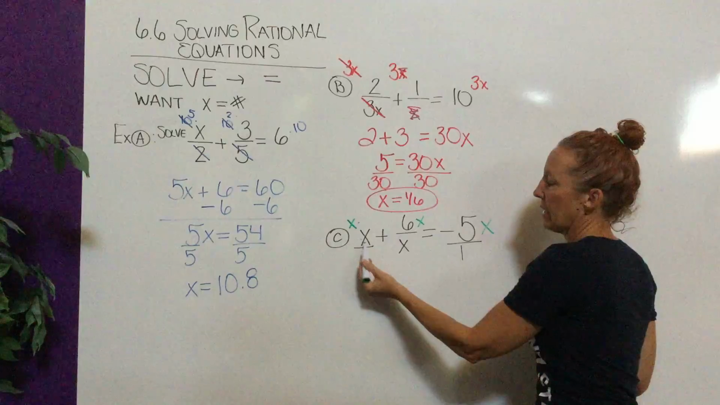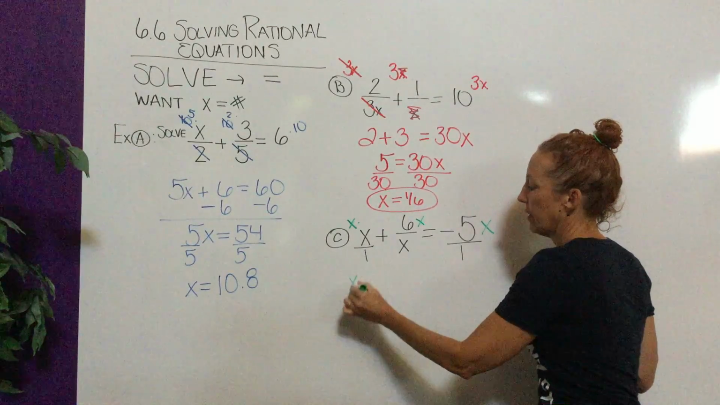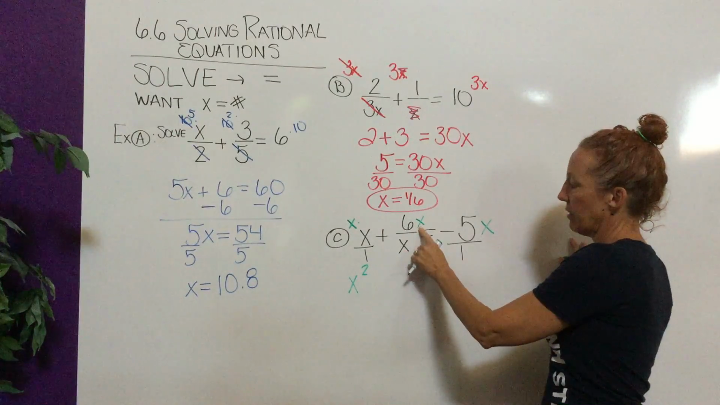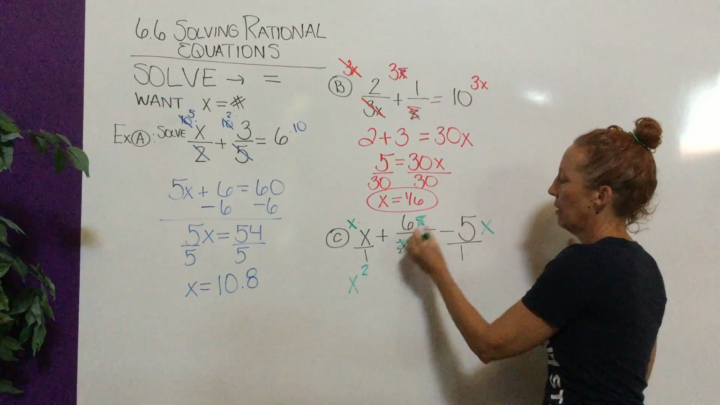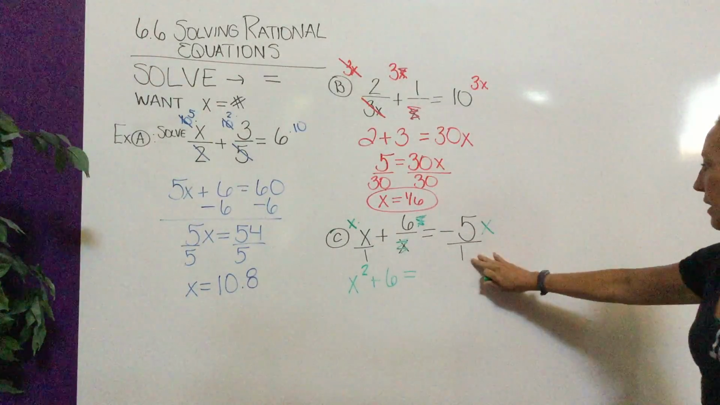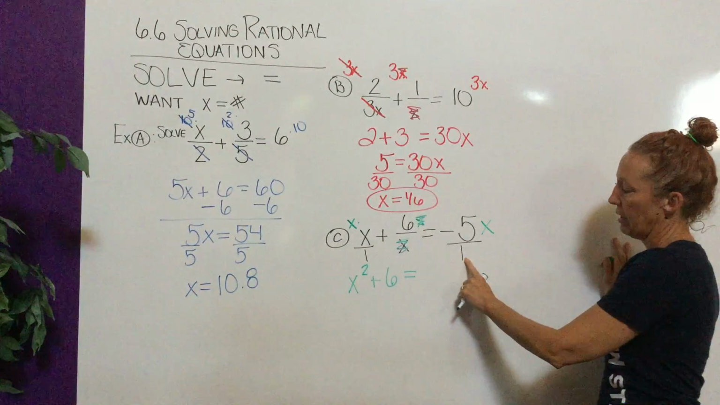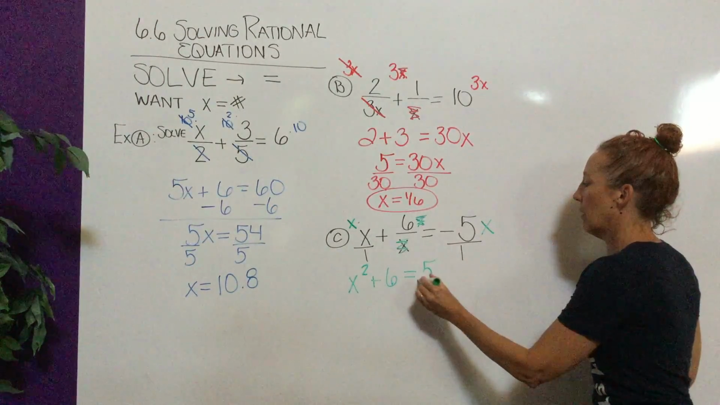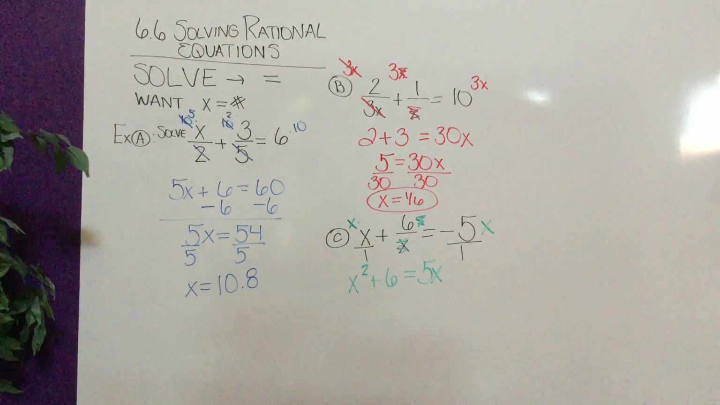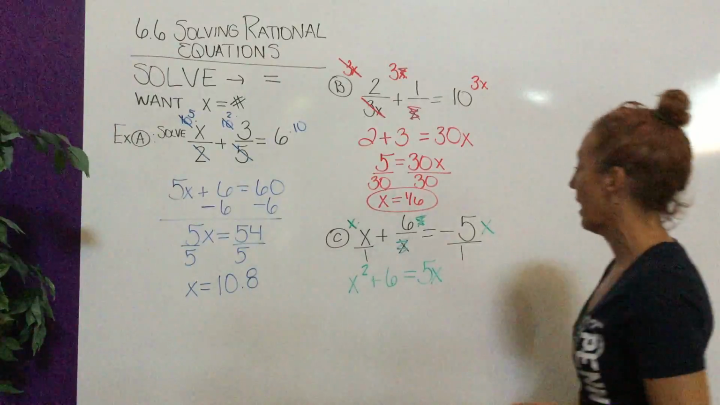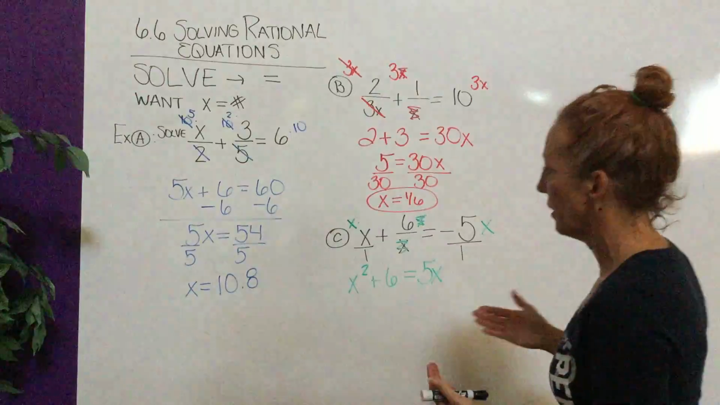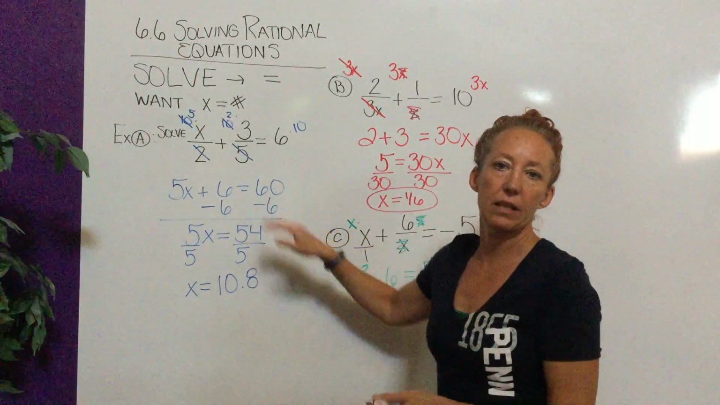This one, nothing's going to cancel, so this becomes x times x, which is x squared. This x cancels with that x, so this is just plus 6. And nothing's going to cancel here because the denominator here is just 1. So now we have both an x squared and an x term. Perhaps you're thinking, what are you doing to me here? This doesn't look as easy as that.